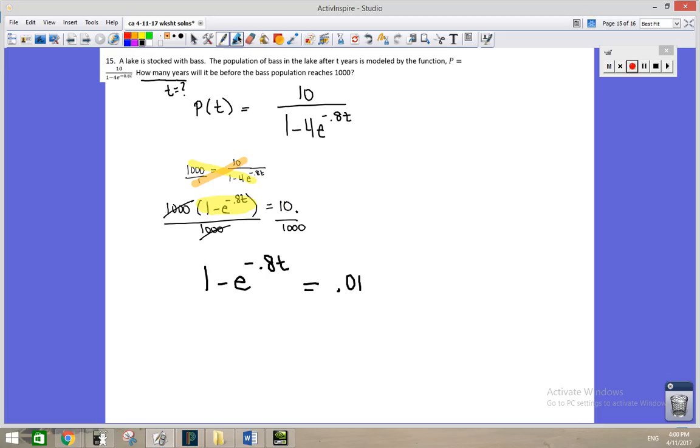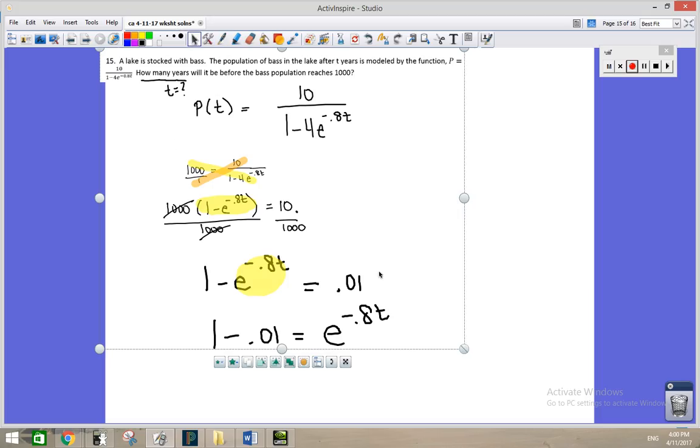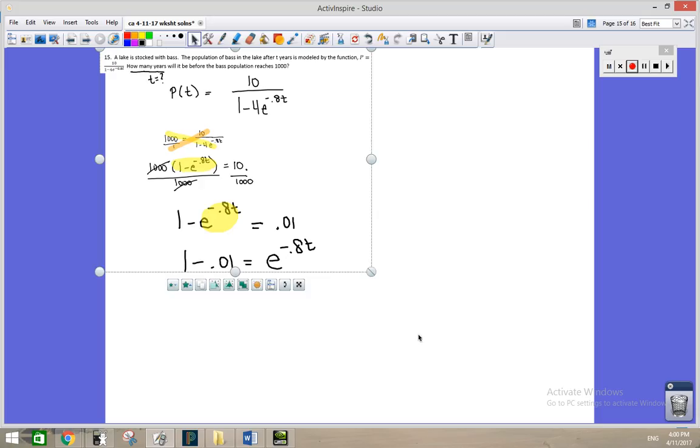I need to get this term that contains my variable by itself. So I'm going to switch places with these. I've got 1 minus 0.01 is equal to e to the negative 0.8t. Well, 1 minus 0.01 is 0.99.